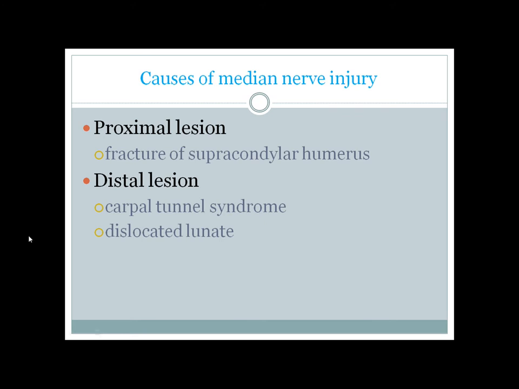There are rare instances where there can be a dislocated lunate bone. The lunate bone is a carpal bone in your wrist. In the front row, it lies in close proximity to the scaphoid bone. So whenever you fall on the ground with an outstretched hand, the lunate bone can be dislocated, leading to a distal lesion of the median nerve. Okay, so those are the common causes of median nerve injury.